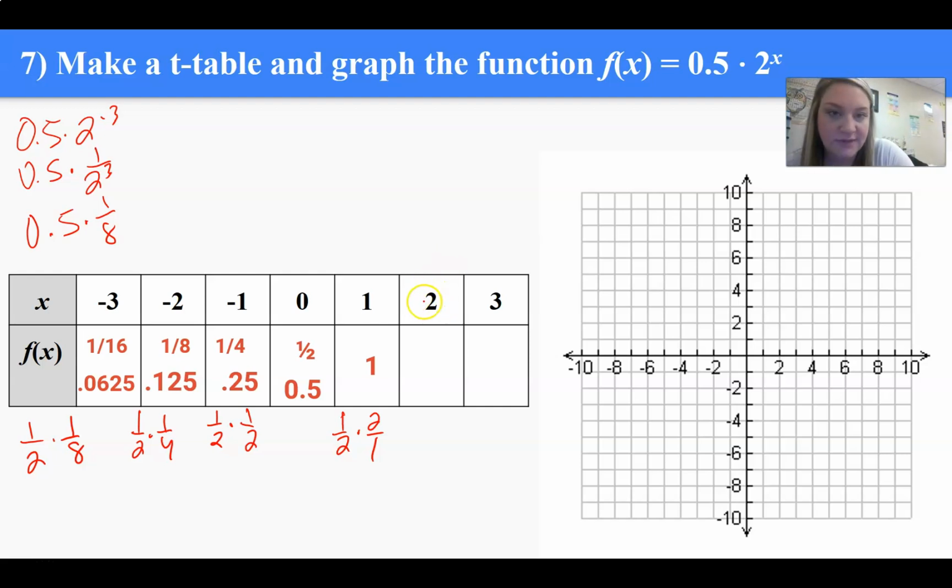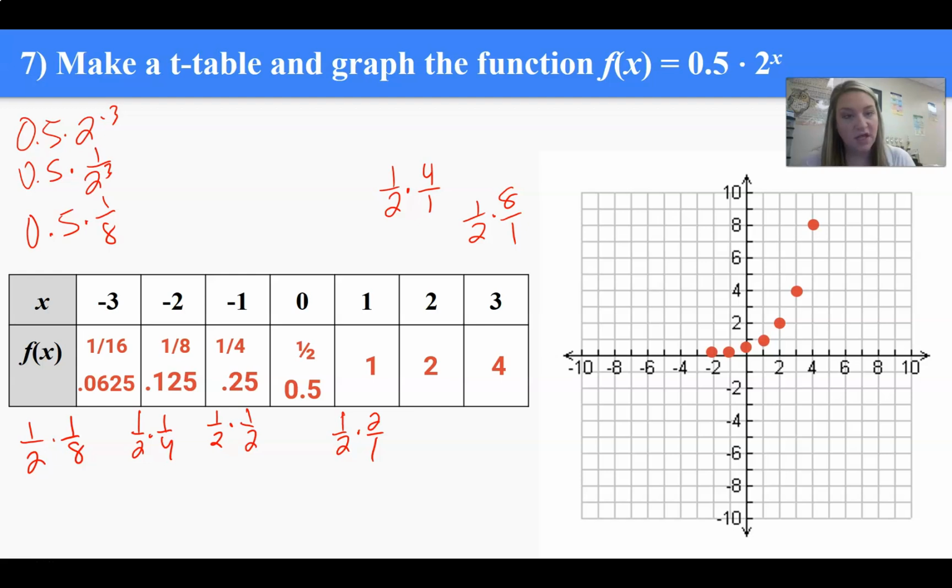Here, 1/2 times 2 squared. That's going to be 1/2 times 4, which becomes 4 over 2. We take half of that, we get 2. And then 1/2 times 2 cubed, which was 8. That becomes 8 over 2, which is 4. So these start low and they also grow up quite quickly.